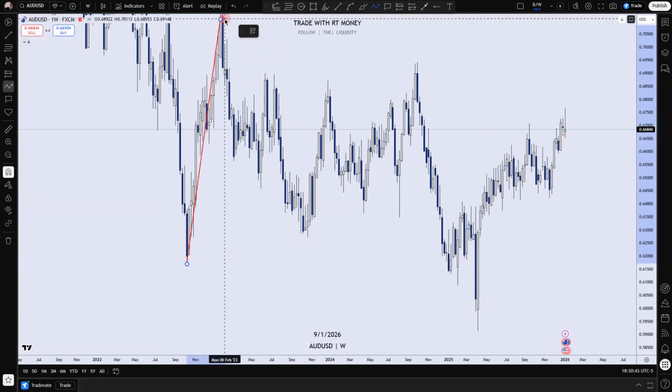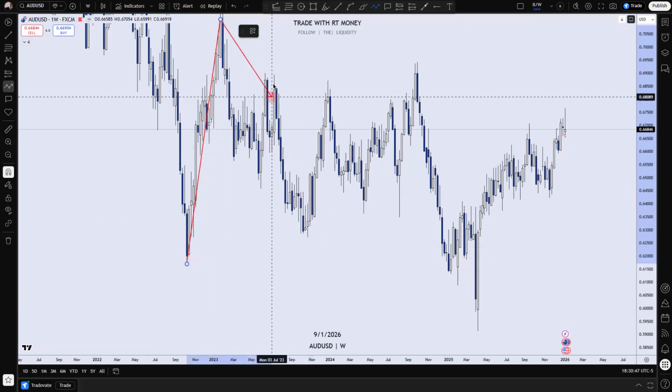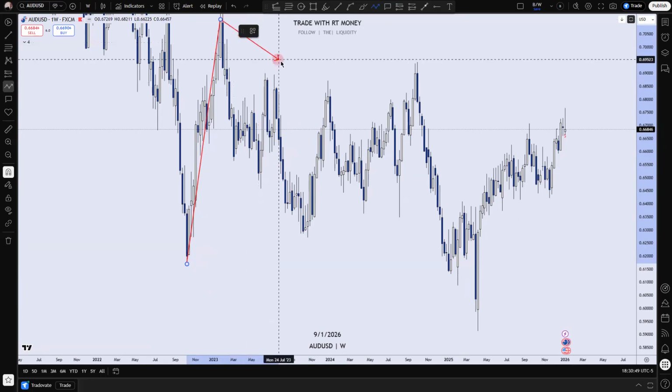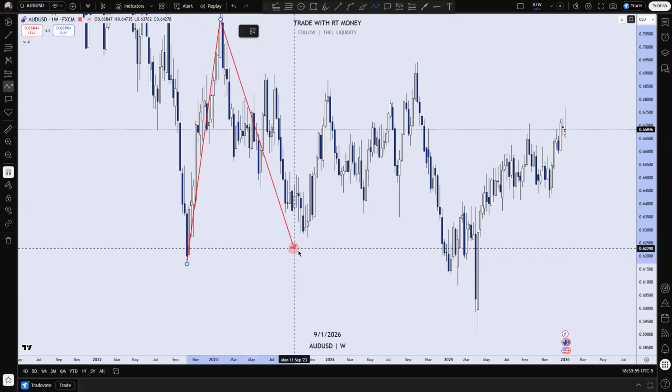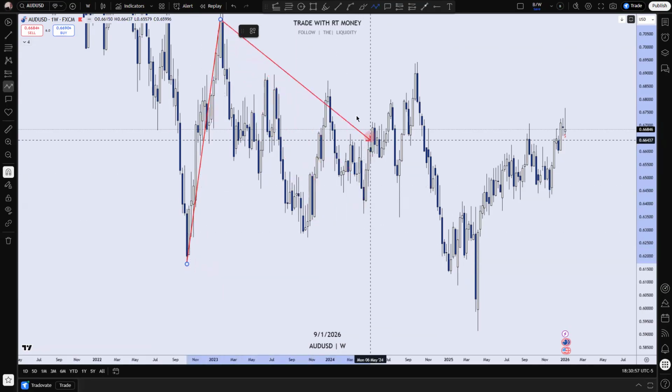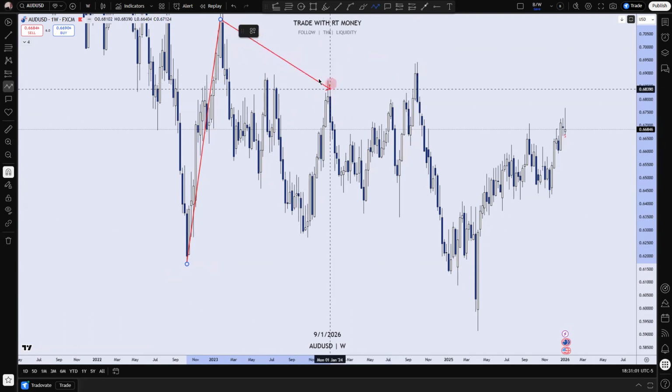You understand? Until that high and that low is broken, we're not bullish. We haven't turned bullish until we break this high. We're going to continue bearish as long as we keep breaking structure to the downside. That's it. Now, you might say, okay, well, we had a swing high here.